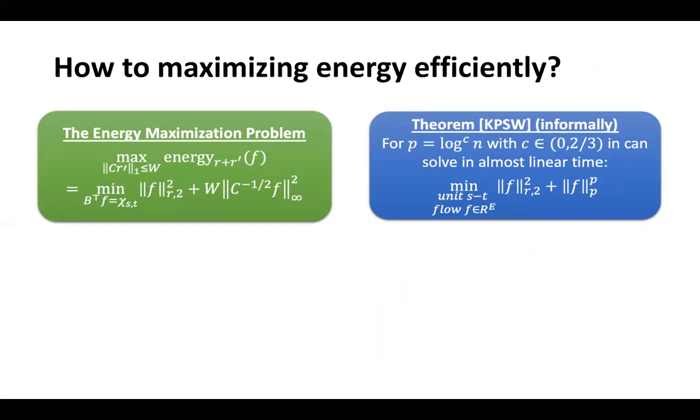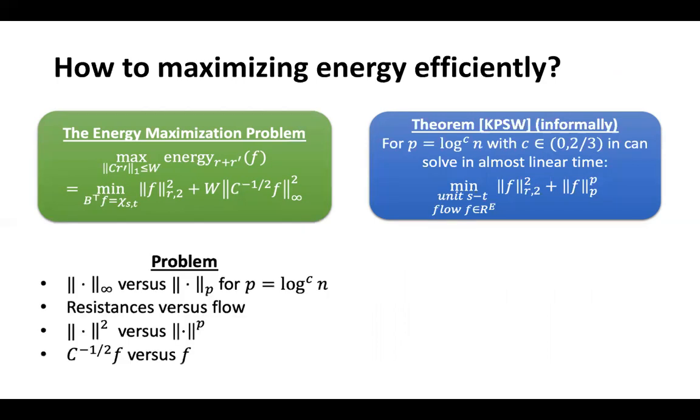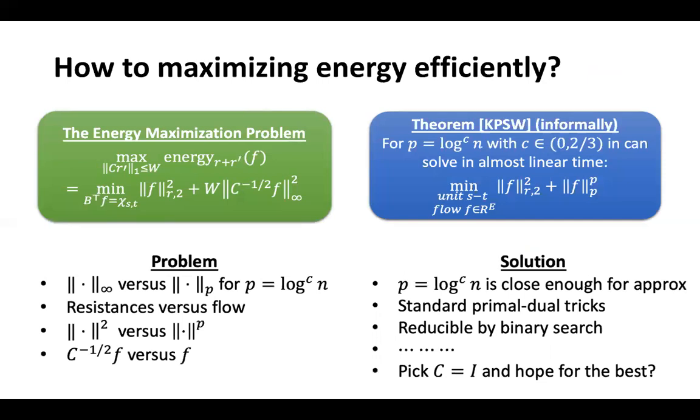You'll notice several differences between the results, and I'm going to explain how to apply their result to solve our energy maximization problem. The first thing is that ours is infinity norm versus their P norm. It turns out that when P is root log n, an exact solve on their problem is enough to get good weight changes for us.